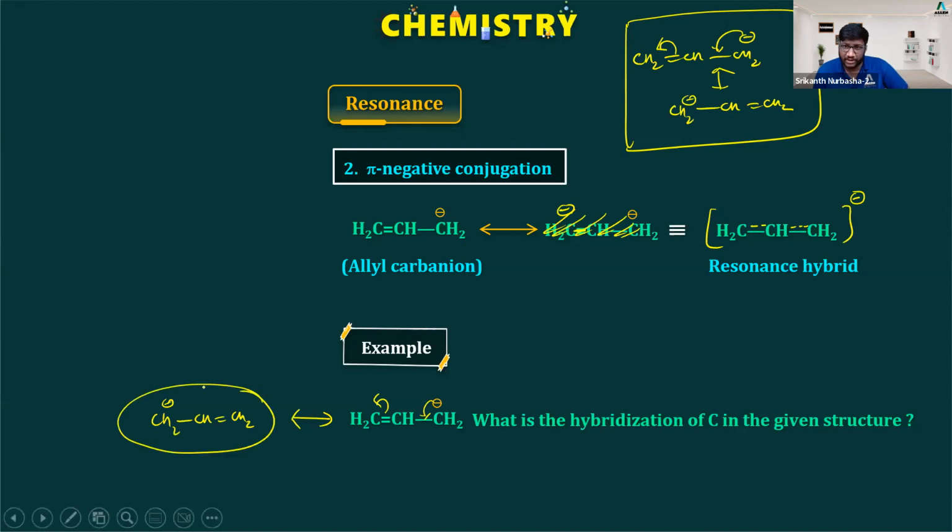In this case, what can you say? The negative charge which is involved in the resonating structure is not involved in the hybridization, because hybridization will never form double bonds or pi bonds. So this is CH2 minus CH double bond CH2. With respect to the resonating structure, the hybridization is sp2.